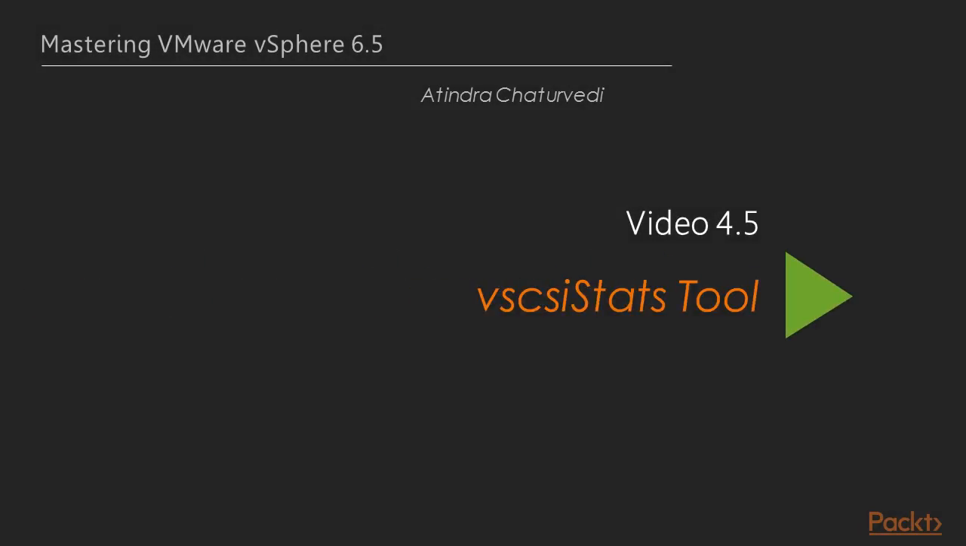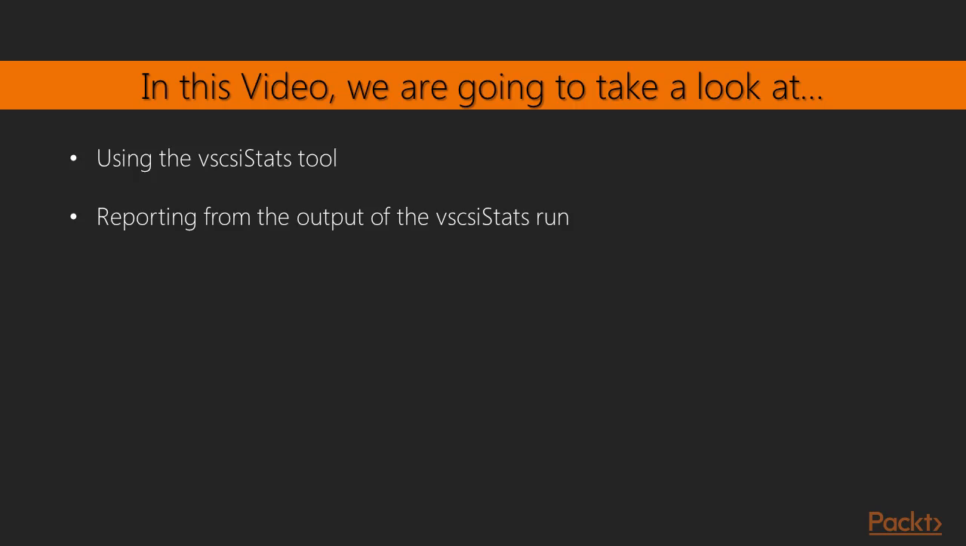In the previous video, we looked at LUN masking, both from the storage array side as well as from vscsi. In this video, we're going to look at the vscsiStats tool, which is a relatively unknown tool but of tremendous use if we use it properly. We will also show you how to do some reporting from the output of the vscsiStats run, including some ideas as to some websites that provide tremendous information for being able to visualize the output of the reporting from the vscsiStats tool.